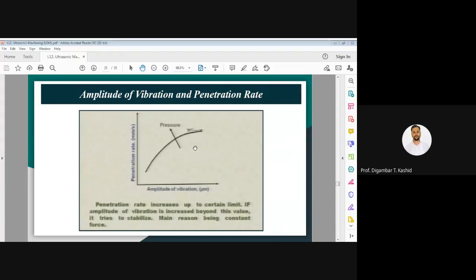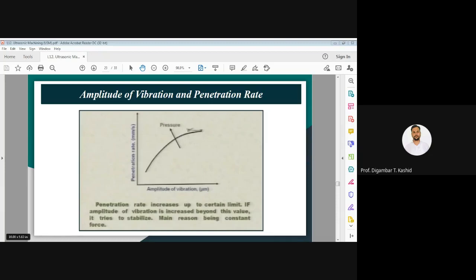But beyond a certain limit or beyond a certain value, this is trying to become more or less stable. You can see here after this value, it is trying to become more or less stable, that means linear. So the penetration rate increases up to a certain limit with respect to amplitude of vibration. But if amplitude of vibration increases beyond this value, which I have shown here, the penetration rate tries to stabilize.